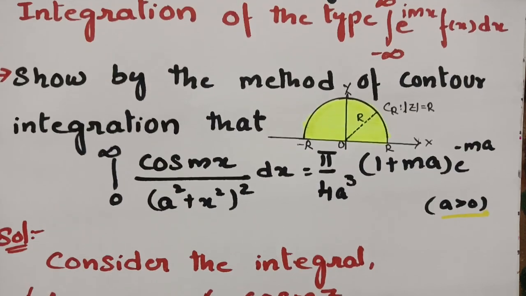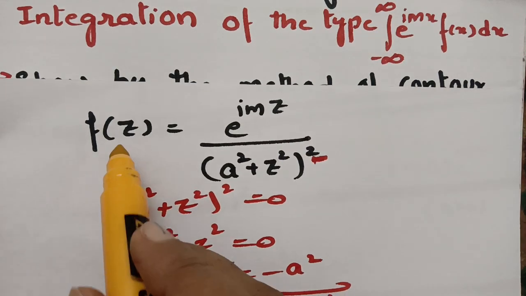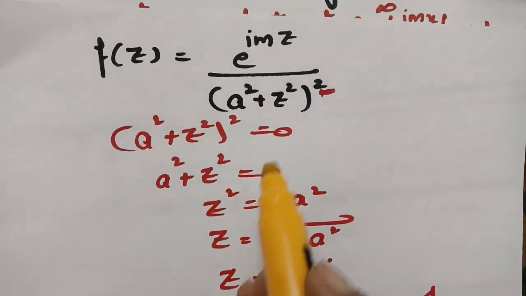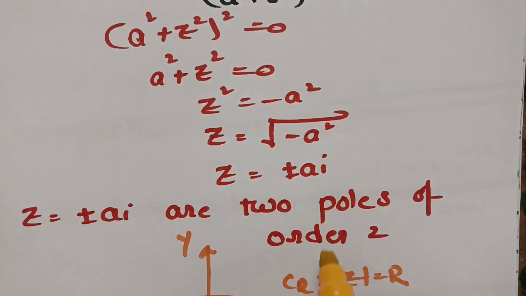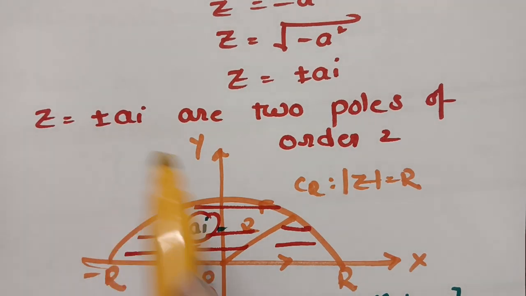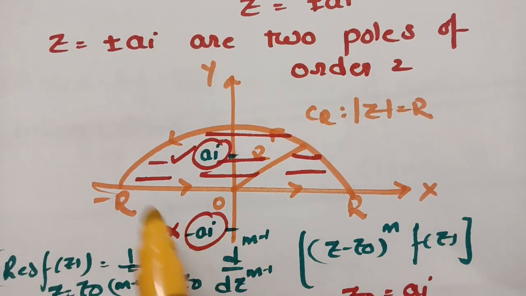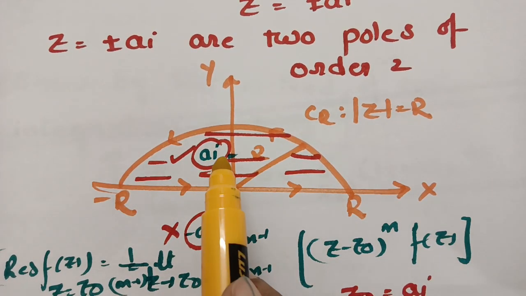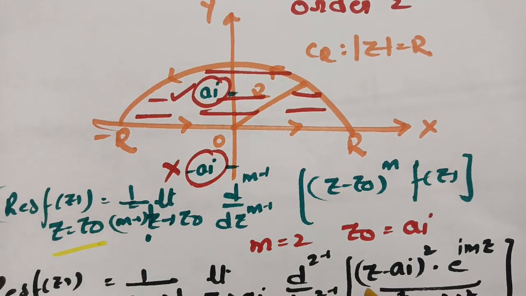After that, we have to apply Cauchy's residue theorem. For that, f of z is this one. For finding the poles, we have to equate the denominator to 0. So these are the two poles of order 2. We have to check whether they are inside, outside or on the given contour. So ai is within the contour. Therefore, for that we are finding the residue at the point z is equal to ai.